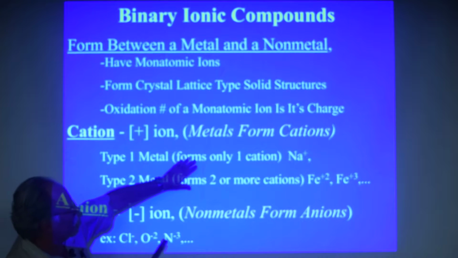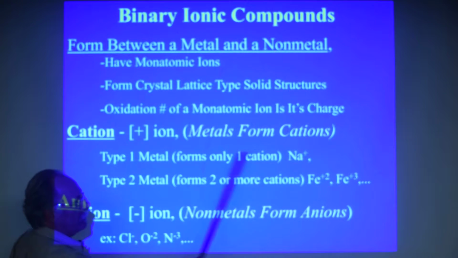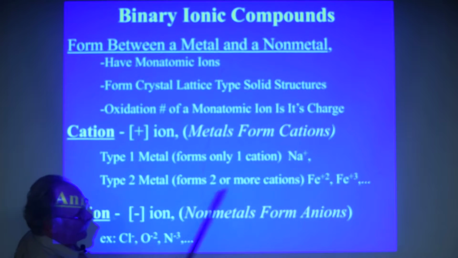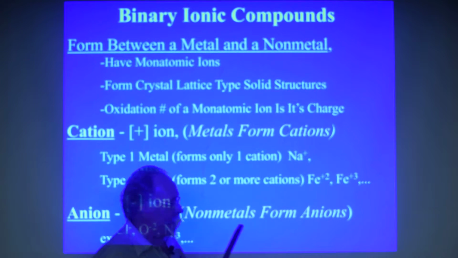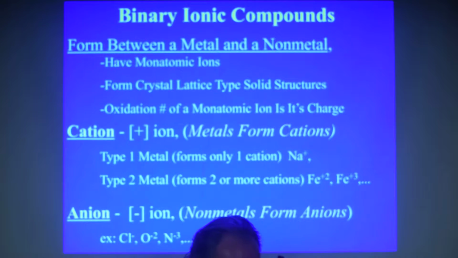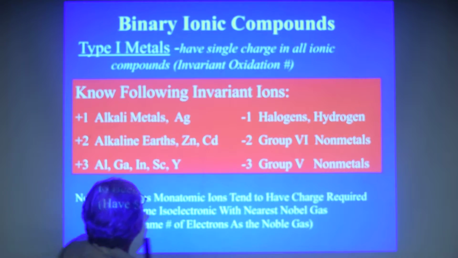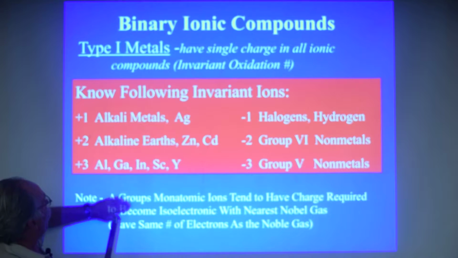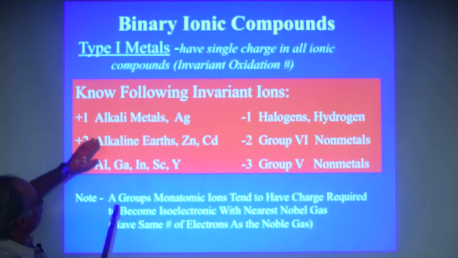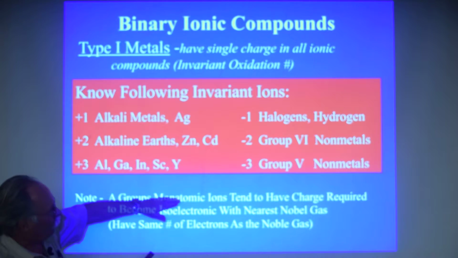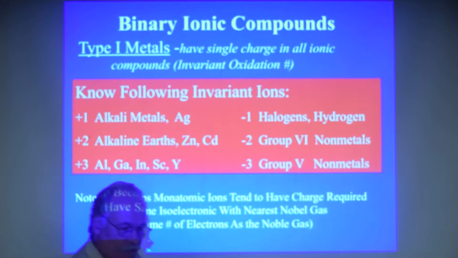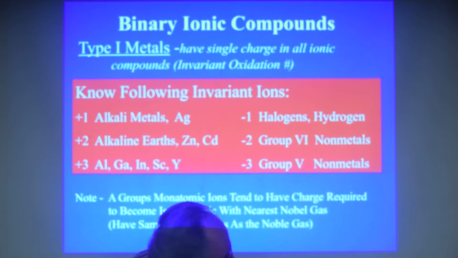And as I mentioned earlier, we have two types of metals. Some metals like sodium have only one type of charge state, and other metals like iron can have multiple charge states. So iron can exist as a +2 or a +3 cation, and when we name it, we have to identify which it is. So let's start with the type 1 metals, and we'll deal with the type 2 in a later slide. And what we see is that many of these we can identify their charge because they lose or gain electrons to become isoelectronic to the nearest noble gas.